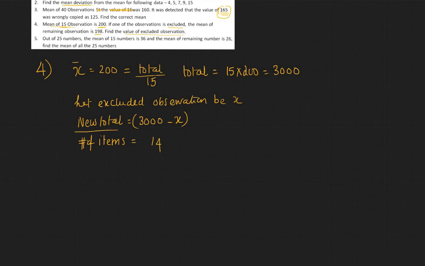And the questioner is saying that the new mean, which is new total by total number of items, is 198. And then he is asking what is our excluded item x. So from this we can find the x, because your new mean is new total by total number of items, and the new total is nothing but 3000 minus the excluded item, and number of items have gone down from 15 to 14. So that's given as 198, and you need to find the x.